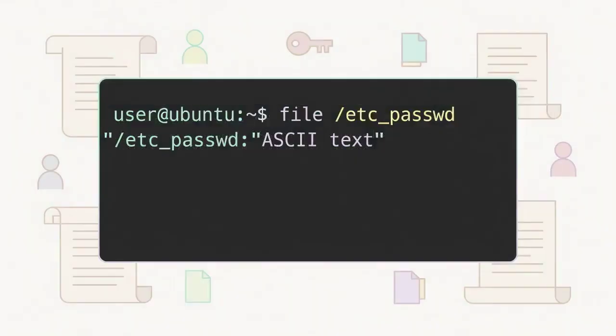Next, file /etc/passwd reports it as an ASCII text file. That's because the password file is just plain human-readable user account data. No magic bytes, no binary header. File correctly identifies it as pure text.